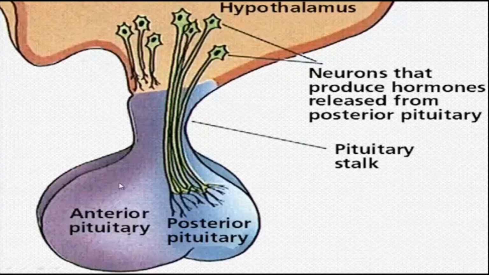Some hormones are produced from the anterior pituitary and some from the posterior pituitary. The hormones secreted by the adenohypophysis are growth hormone, thyroid stimulating hormone, adrenocorticotrophic hormone, gonadotrophic hormone and prolactin. One by one we can see later. The other hormones, vasopressin and oxytocin, are secreted from the posterior pituitary.